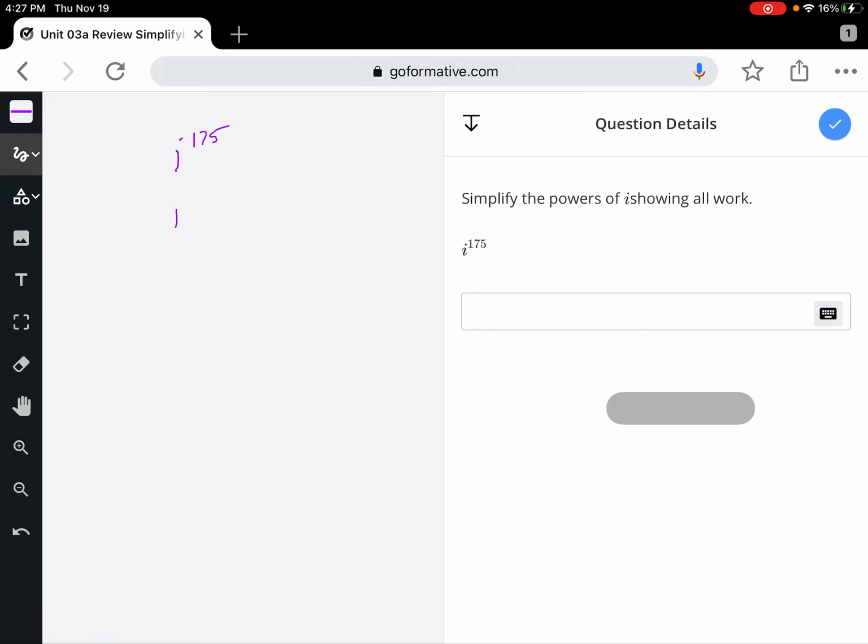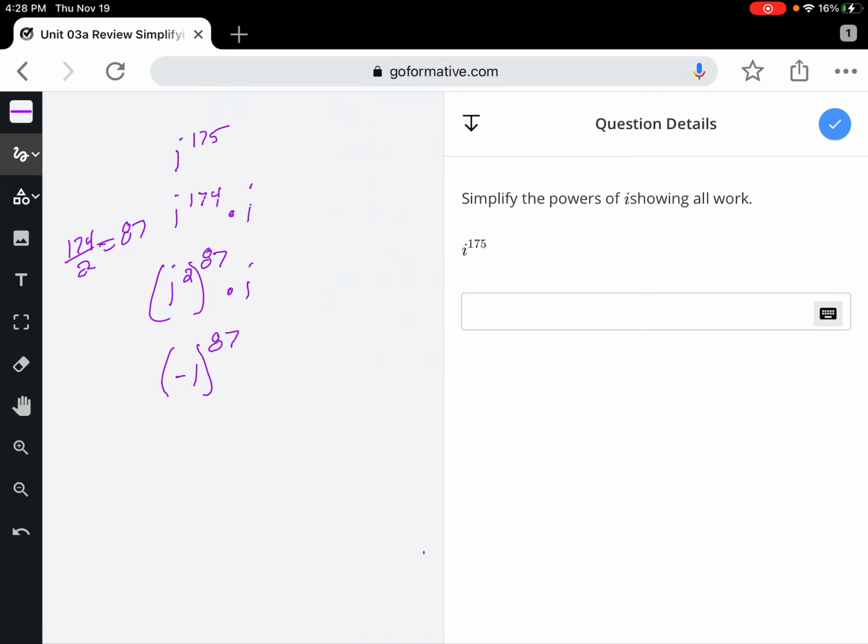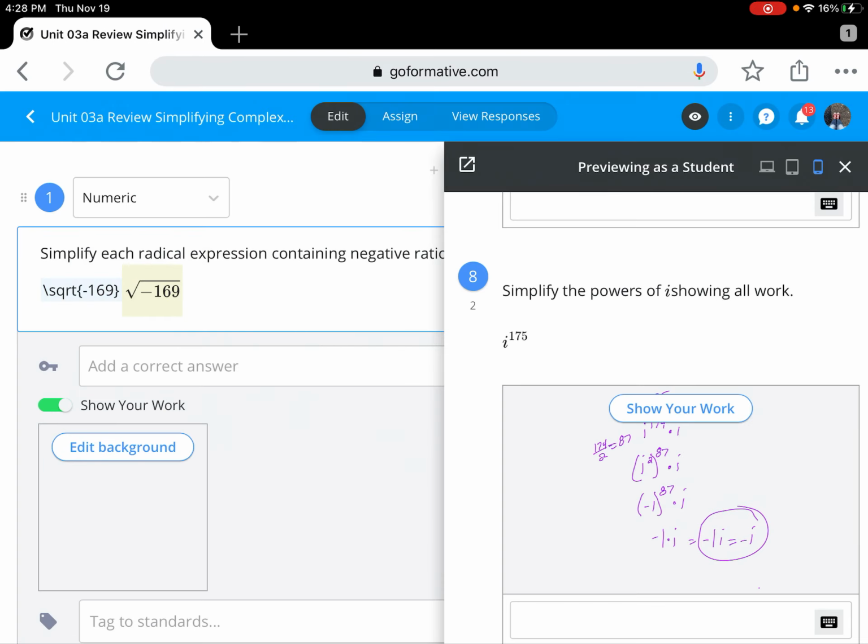175. Well, i to the 175, I need to make it even. That's going to be, I subtract 1, 174 times i. I take my 174 and divide it by 2. That's going to be 87. So this is going to be i squared to the 87th power times i. I know i squared is -1. -1 to the 87th is -1 times i, -1i, or -i. Those are your answers.